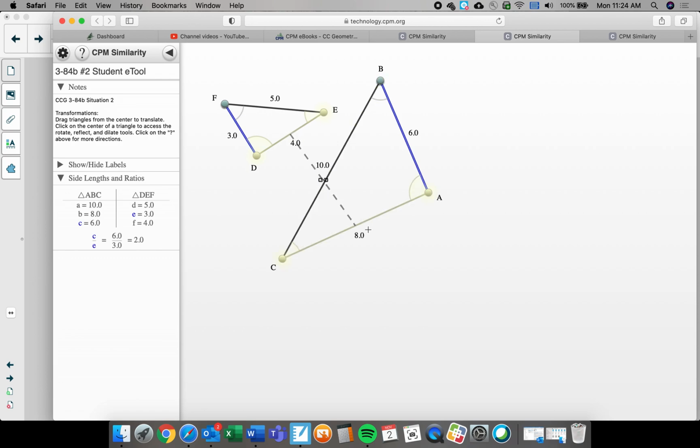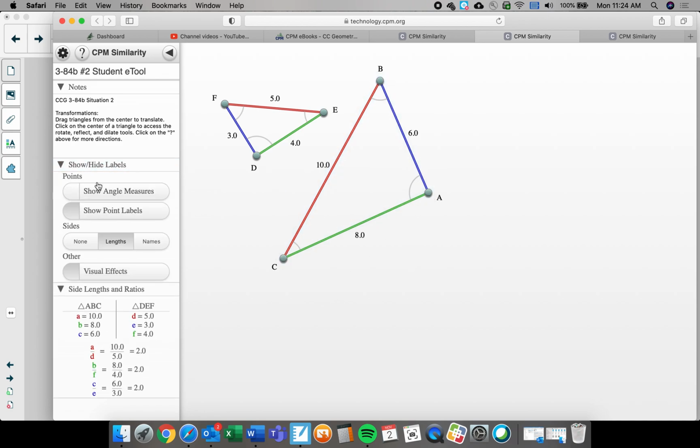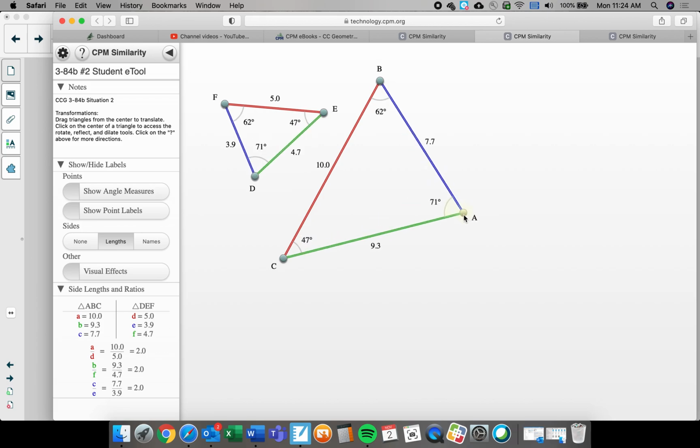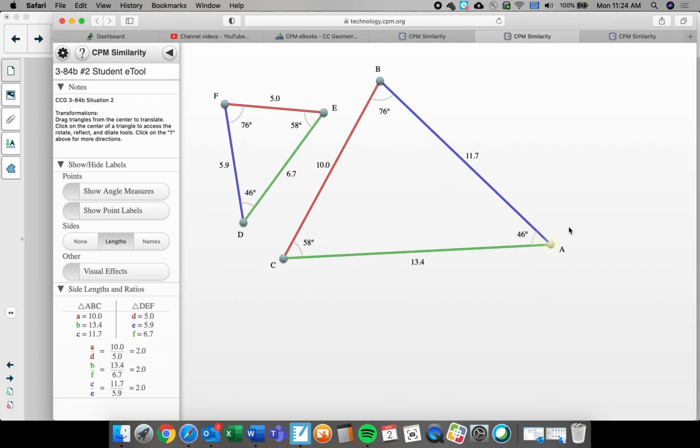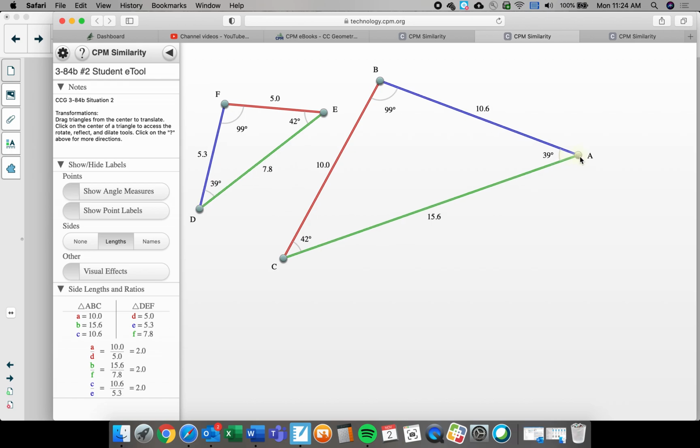The 4 is going to match up with the 8, and the 5 is going to match up with the 10. So again, we're in a 2-to-1 ratio, and the question is, let me show the angle measures. Does that ratio stay in a 2-to-1 ratio? Take a look at the angles.